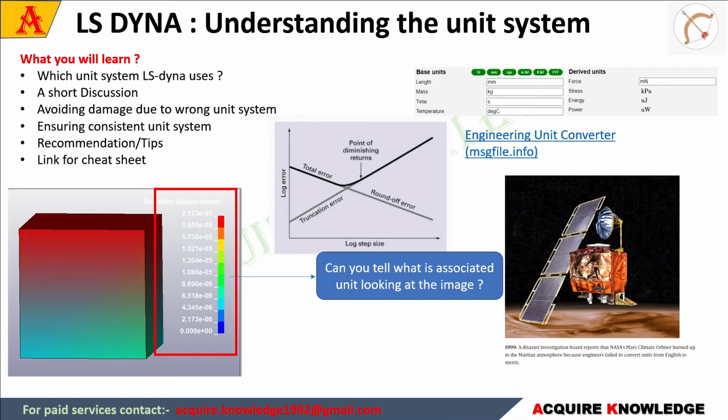To highlight the importance, one example is shown on the bottom right side of this slide, in which in 1999, the NASA Mars Climate Orbiter burned up while entering the Martian environment. The reason was that the engineers failed to convert units from English to metric. So let's start with this video.